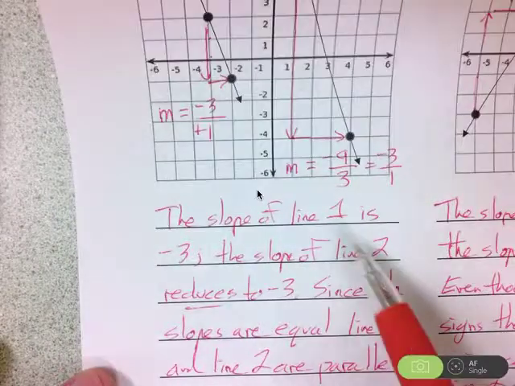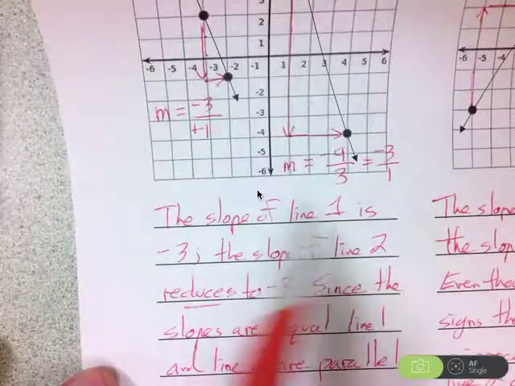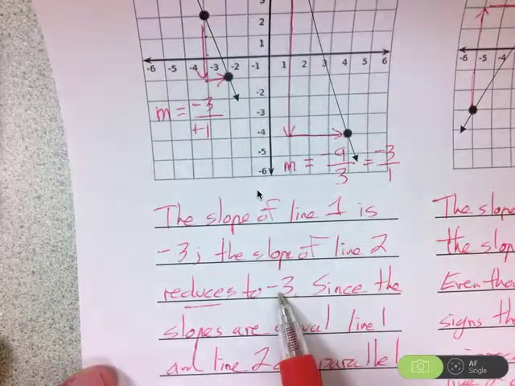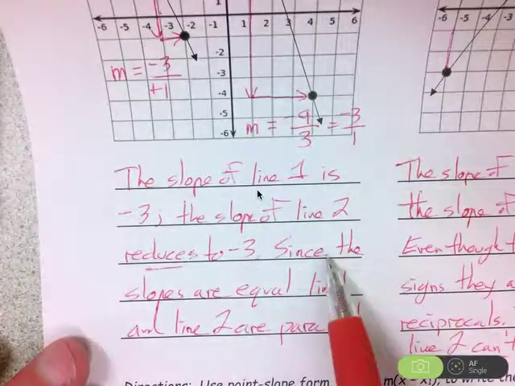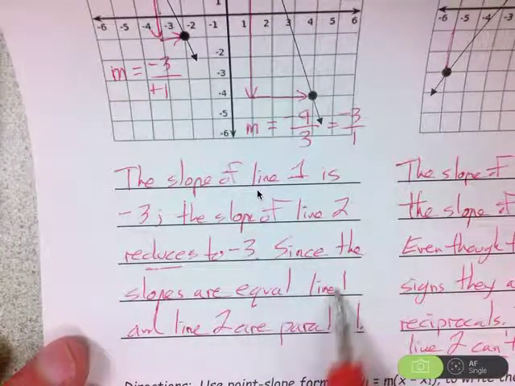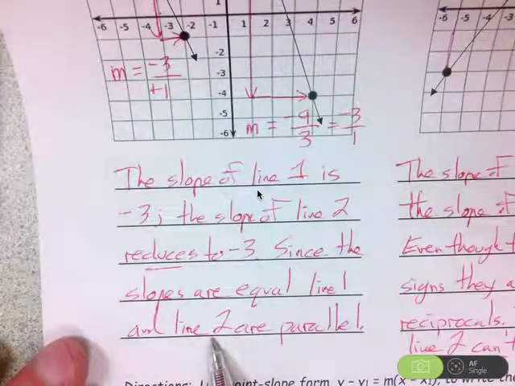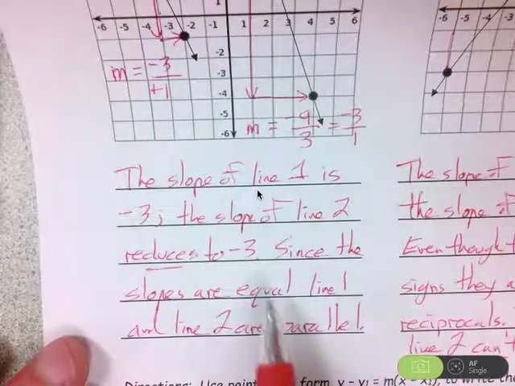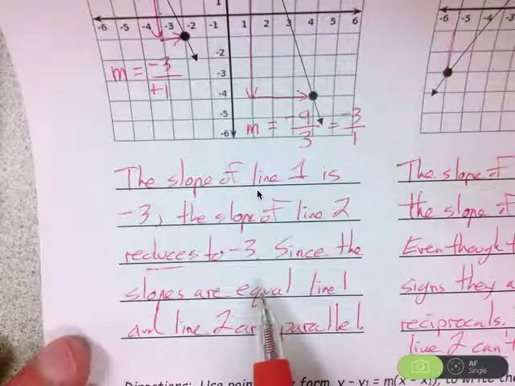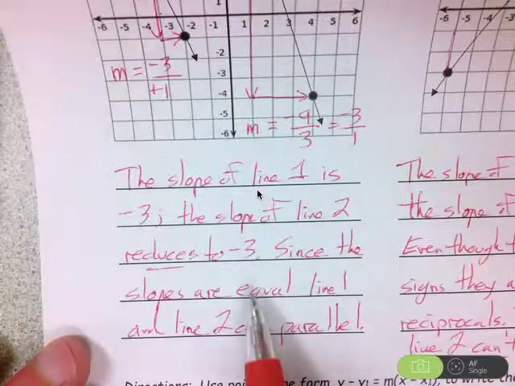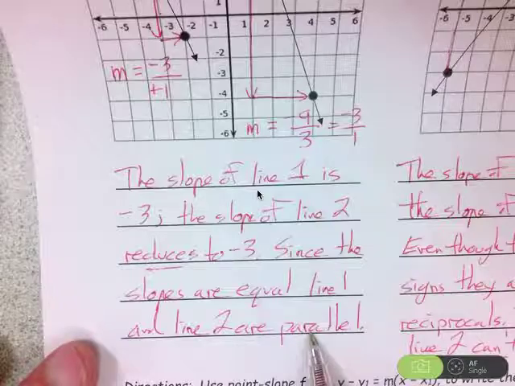So then tell me what's going on. The slope of line 1 is negative 3, so is the slope of line 2. So I know those slopes are equal. That's what makes line 1 and 2 parallel. So it's important to tell me the slopes, tell me how they're related. If they're equal, you have parallel lines. If they're not equal, then you don't have parallel lines.